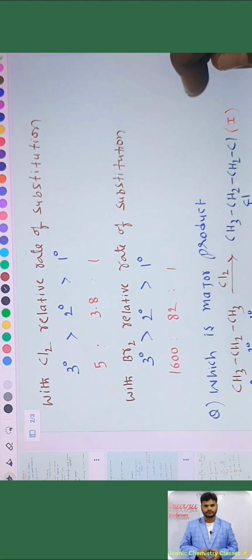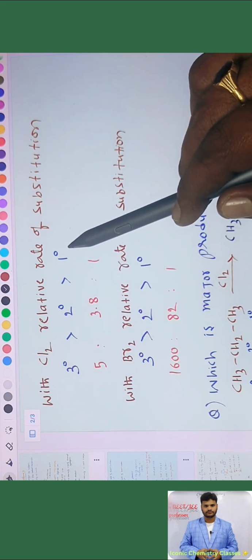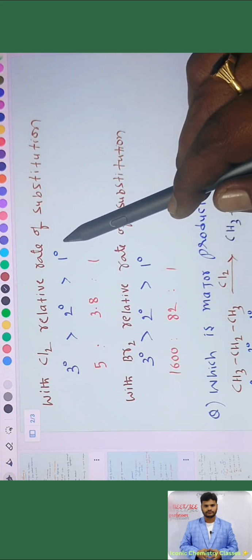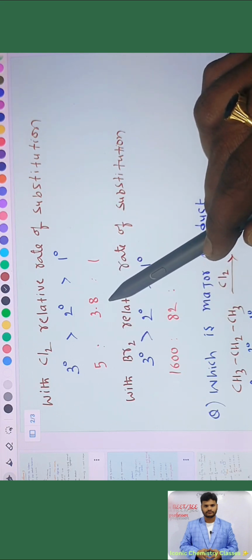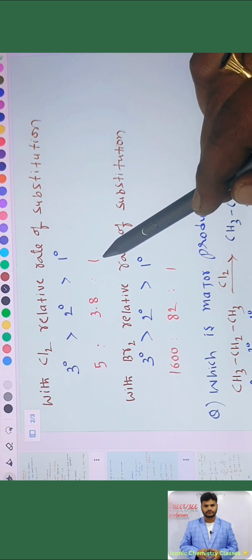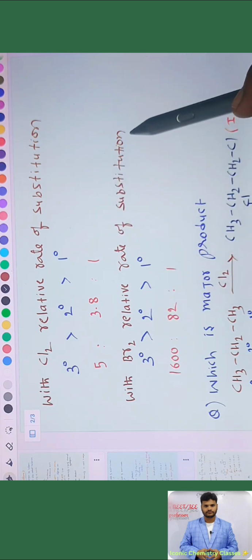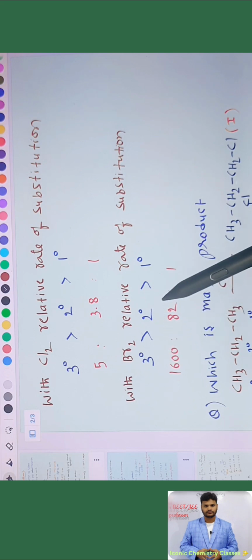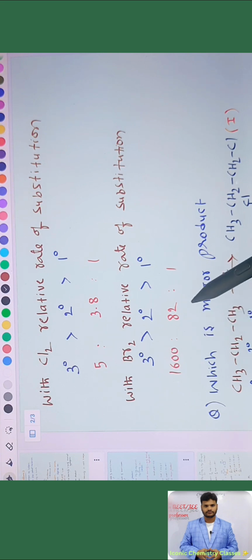Next, with chlorine, relative rate of substitution: 3 degree greater than 2 degree greater than 1 degree. This is the rate of substitution. But here one important point is there. 3 degree 5 times, 2 degree 3.8 times, 1 degree 1 time. This is the relative rate. With bromine, relative rate of substitution, 3 degree as usual greater than 2 degree greater than 1 degree. But 3 degree is very powerful, 1600 times rate of reactivity. Next 2 degree 82 times, 1 degree 1 time.